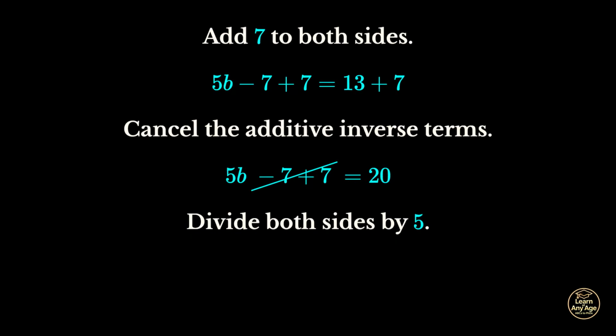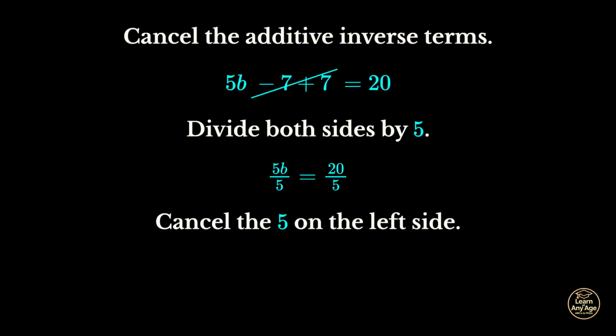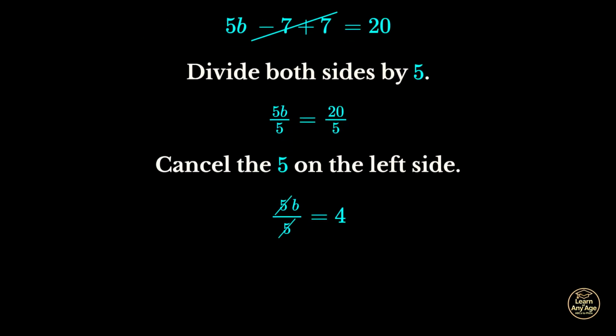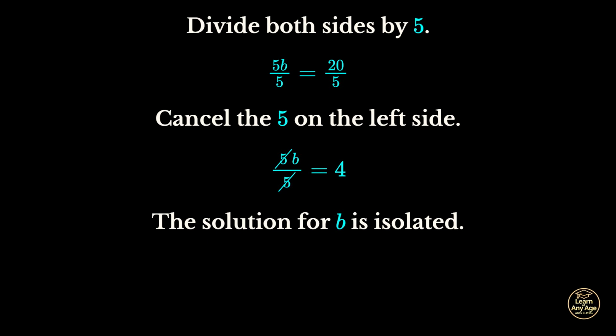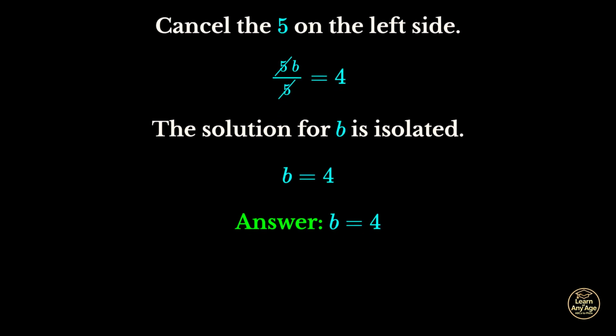Divide both sides by 5. 5b over 5 equals 20 over 5. Cancel the 5 on the left side. 5 cancelled out, b over 5 cancelled out, equals 4. The solution for b is isolated. B equals 4. Answer: b equals 4.